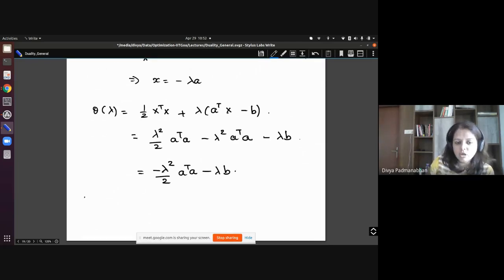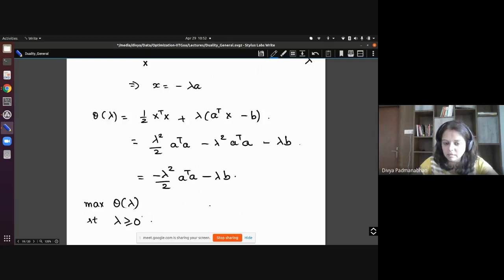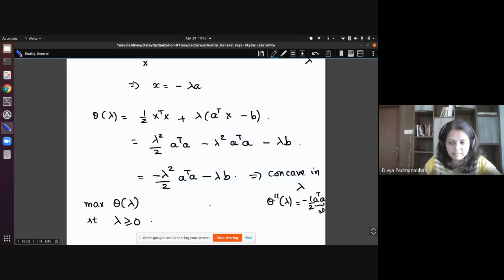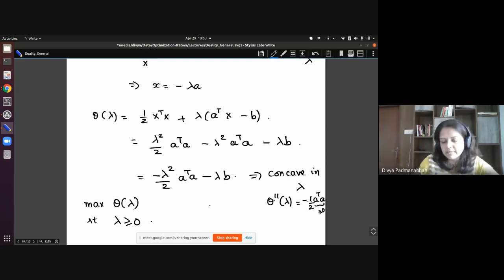Now in terms of the dual, you're interested in maximizing theta of lambda such that lambda is greater than or equal to 0. You can first try to ignore this constraint, lambda greater than or equal to 0. And this function, theta of lambda, is a concave function. You can verify this: if you take the second derivative, theta double prime of lambda is just minus half A transpose A. Why is that? It's a norm of A, so it is greater than or equal to 0, and minus half of that is a negative quantity.